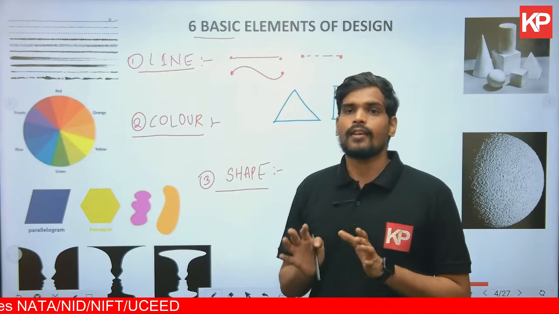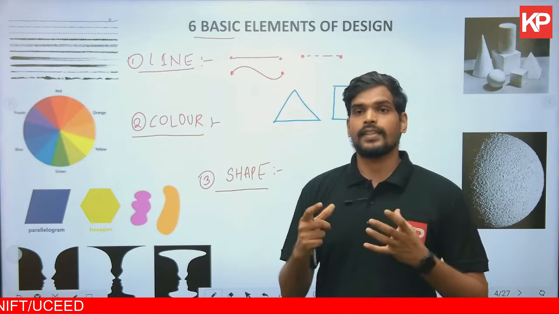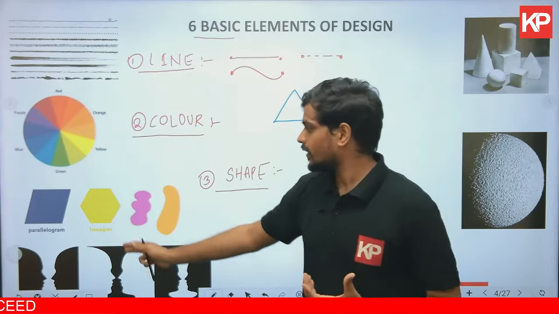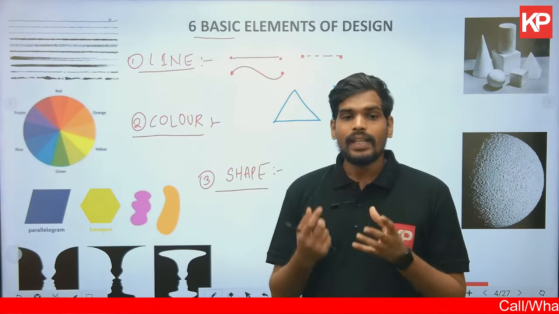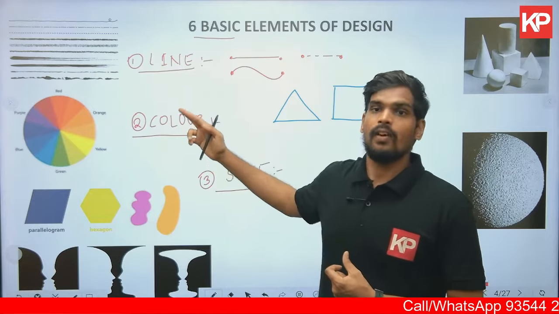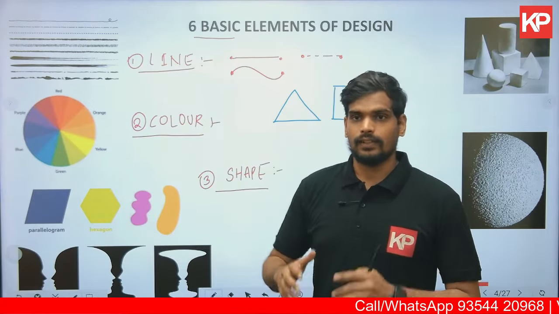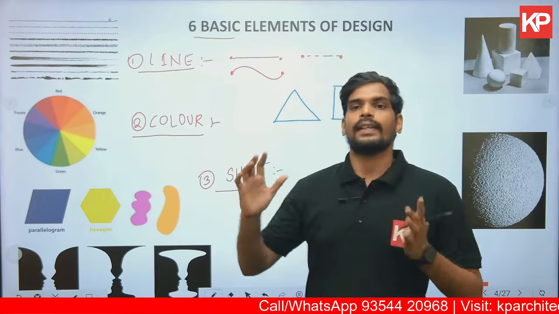There is a yellow color hexagon over here. That's a shape. How is it created? There are no lines, but it is defined by a color. There is a blue shaded parallelogram. So any shape can either be created by using the first element of design, that is line, or the second element of design, that is color. So line and color are the basic elements. Using them you can create shapes.